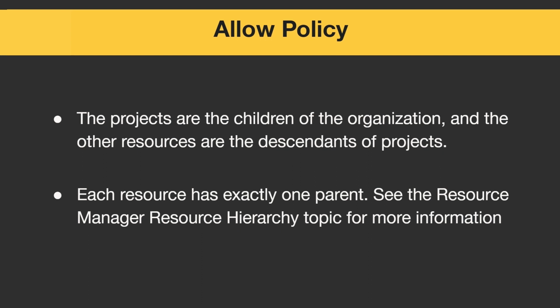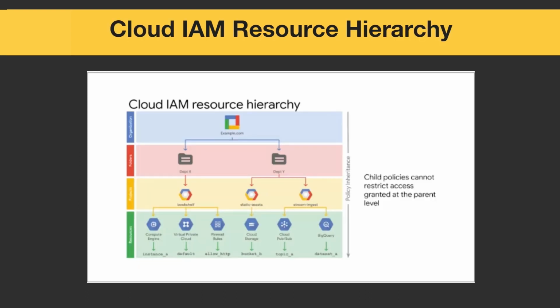Each resource has exactly one parent, like one project. You will not be able to see one resource in multiple projects. So this is the resource hierarchy: the Google Cloud IAM resource hierarchy, which is organizations, folders, and projects, and each project has a different set of resources.